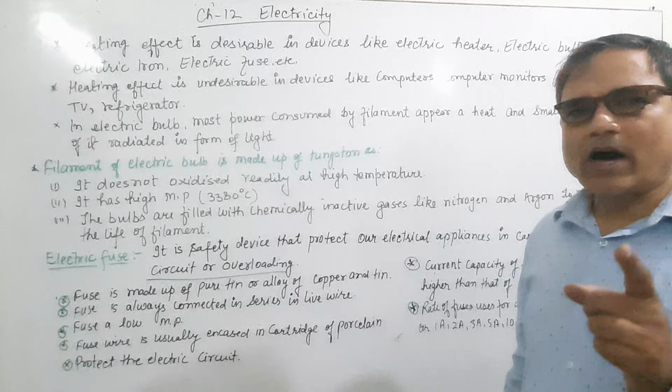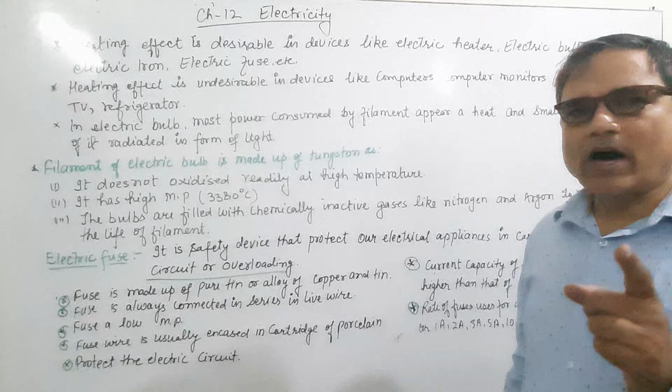If you make the fuse wire of an element of high melting point, then it will resist more and more. Therefore, we have to use an element which has a low melting point, easy for current to pass and easy to melt. It is connected in series. It has a low melting point. Fuse wire is usually placed in a cartridge of porcelain, not just a simple wire. It is kept inside a cartridge of porcelain, chini mitti, like a porcelain cup and glass.